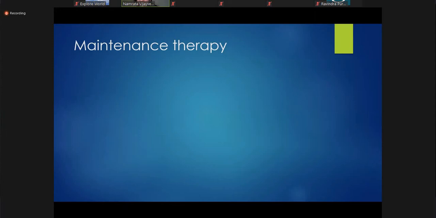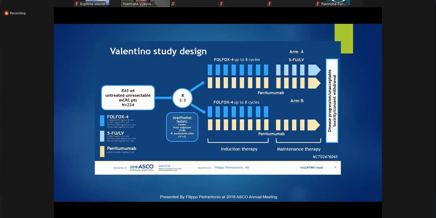Cetuximab can be continued, and is usually continued, in the adjuvant setting, in the maintenance setting. If you look at the panitumumab data, the Valentino study actually answered that question to some degree. Here, they had RAS wild type patients who were untreated. They got initial chemotherapy with FOLFOX and panitumumab in both settings because they were RAS wild type, and they only got it up to 8 cycles.